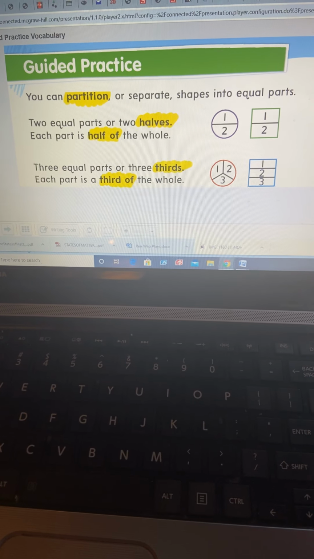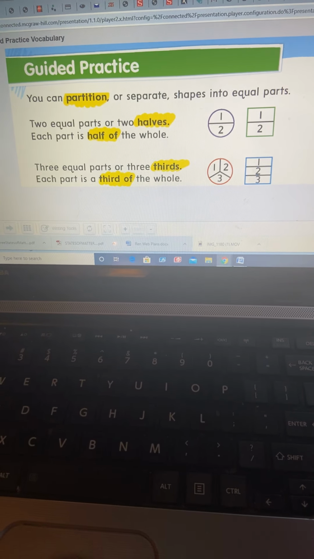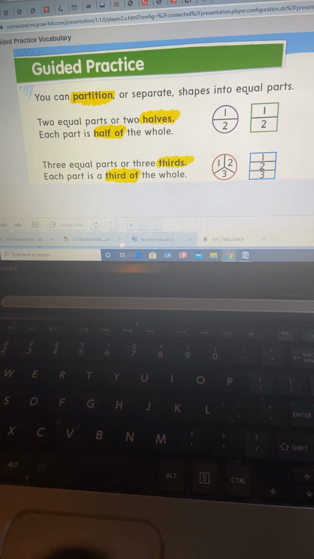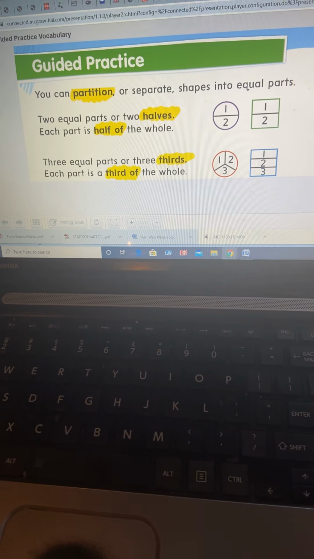I'm sure if you are dividing up a candy bar or a pizza, you want those parts divided equally. Everybody should get the same. Nobody should get a bigger piece. And that's what a fraction is.